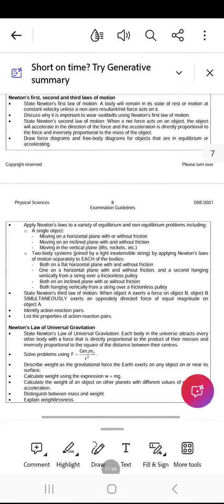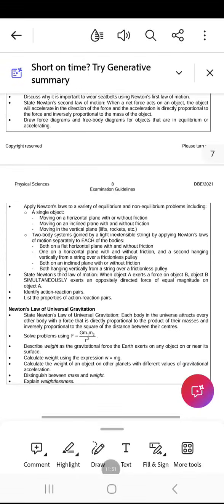So at that point, we state Newton's second law of motion. I'm going to read it. It says when a net force acts on an object, the object will accelerate in the direction of the force. Remember, that force must be a net force, and the acceleration is directly proportional to the force. That force must also be the net force, and it is inversely proportional to the mass of the object.